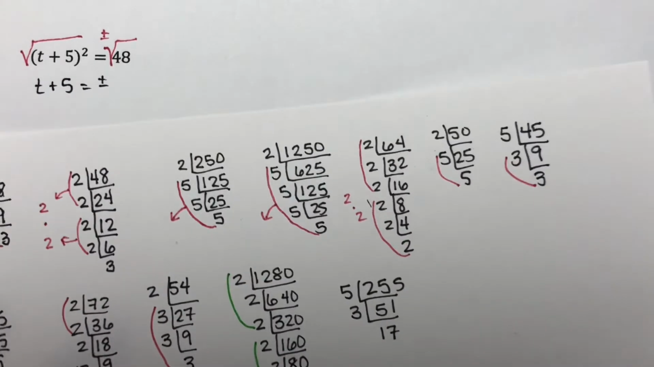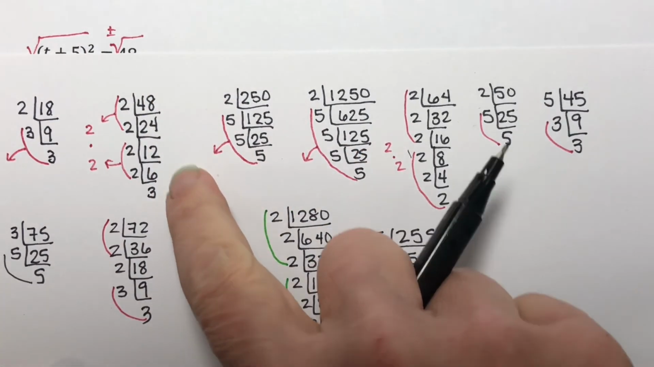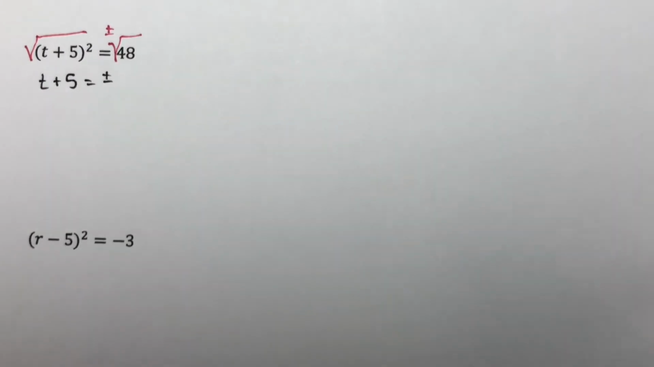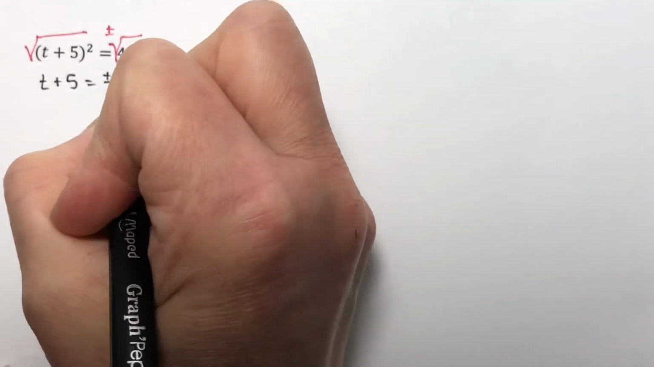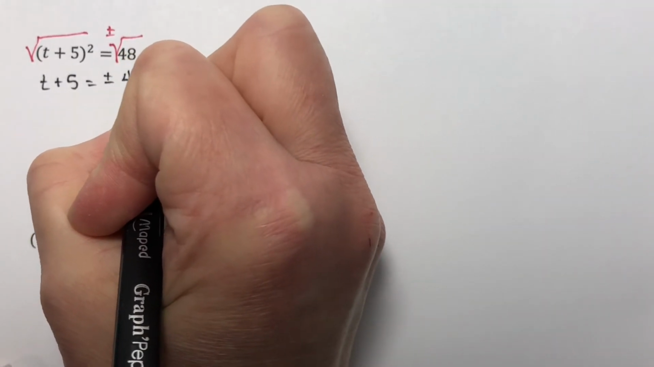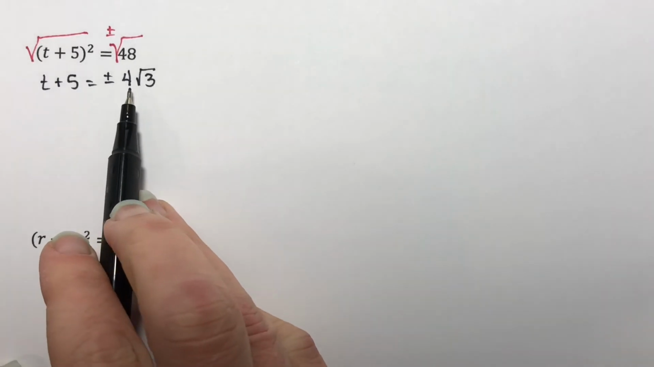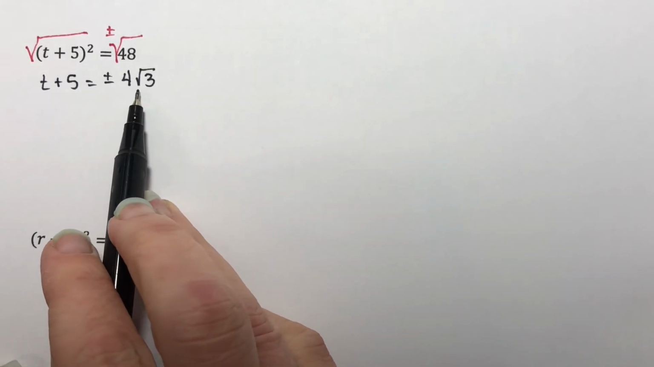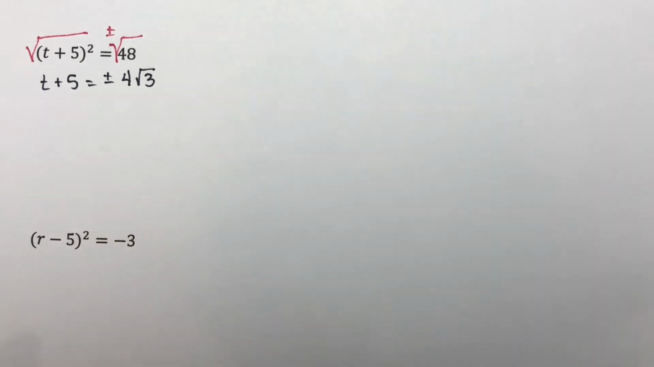And the square root of 48 we have right here. It's 2 times 2 is 4, so 4 square roots of 3. Since I still have a square root in it, that tells me I would not have been able to factor this thing. Okay, now we want to solve for t.